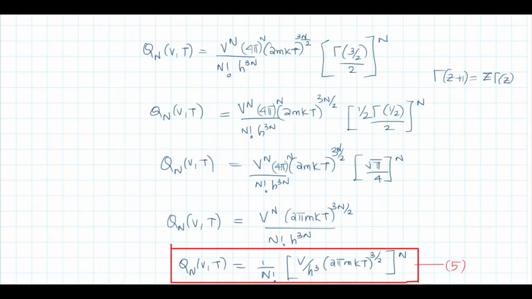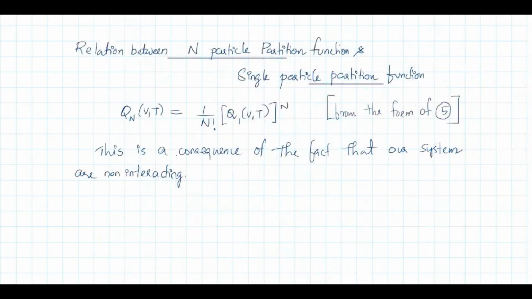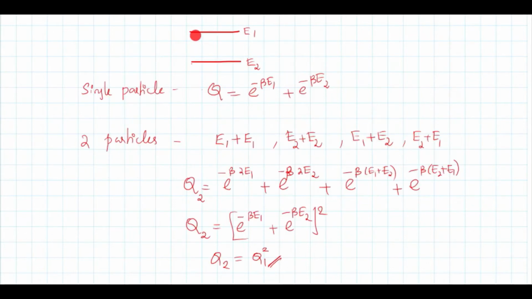From this equation, we can assume a relation like this. So, Q1 of V, t is the single particle partition function, Qn of V, t is the n particle partition function. We can write a relation like this as a consequence of the fact that our system consists of non-interacting particles. What is the significance of this non-interacting case? Consider a simple example. Suppose you have a single particle and two possible energy levels. That particle can take either one of these energy levels.